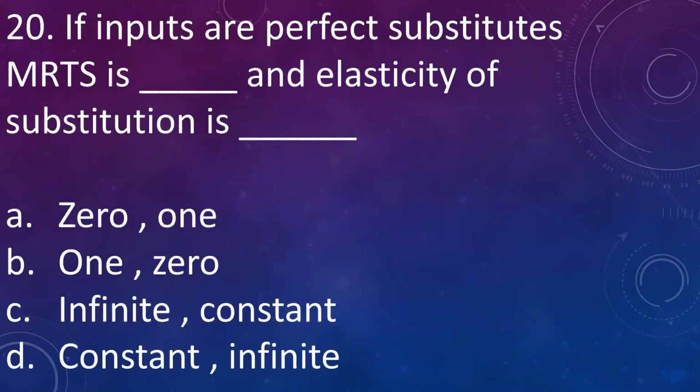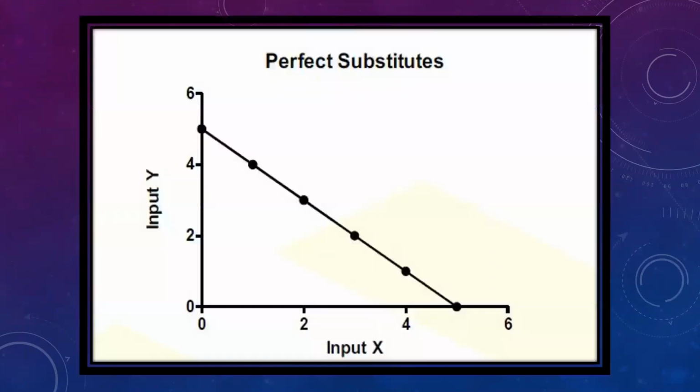Our next question is, if inputs are perfect substitute, MRTS is dash and elasticity of substitution is dash. A 0 1, B 1 0, C infinite constant, D constant infinite. Answer is constant infinite. In case of perfect substitute, our isoquant is a straight line. Here, our marginal rate of substitution is constant, whereas elasticity of substitution is infinite.